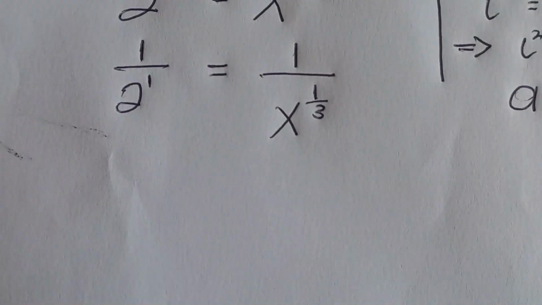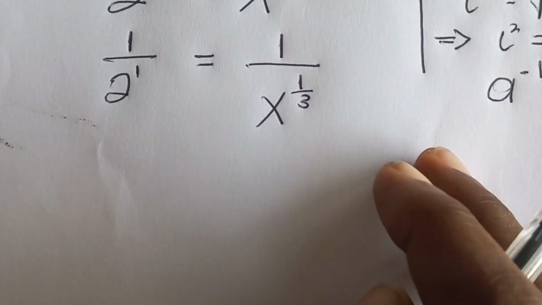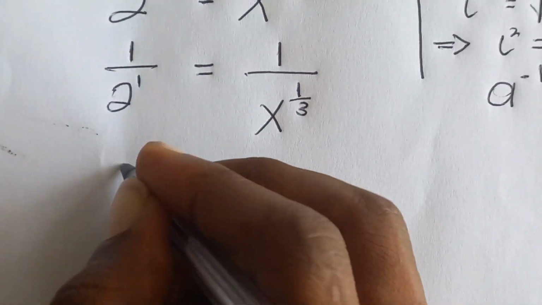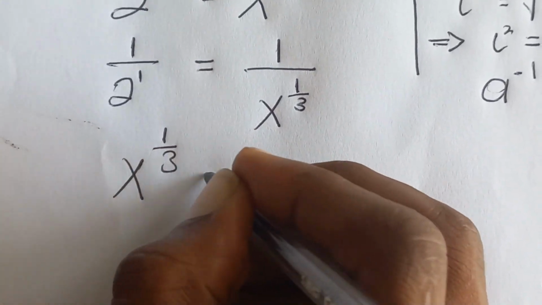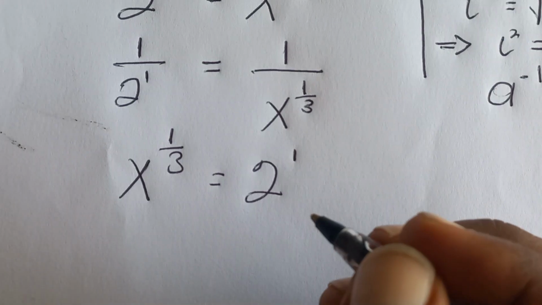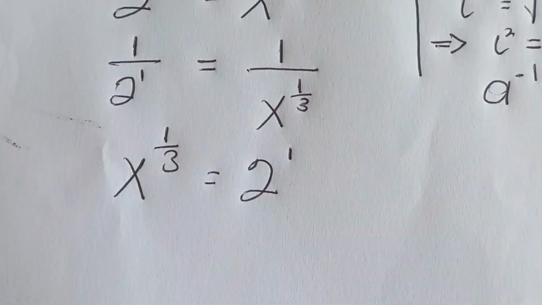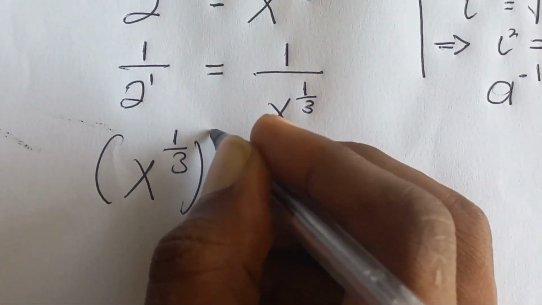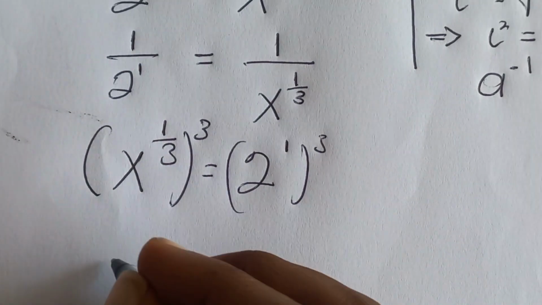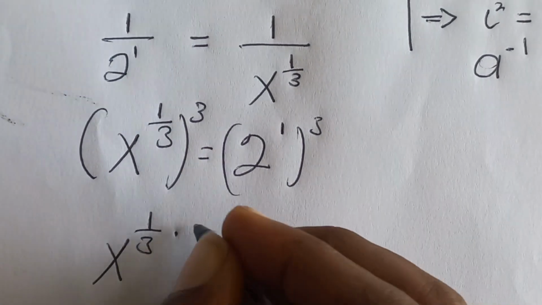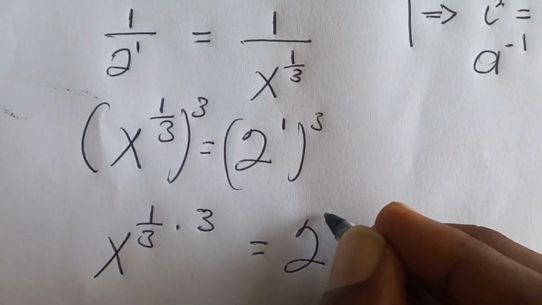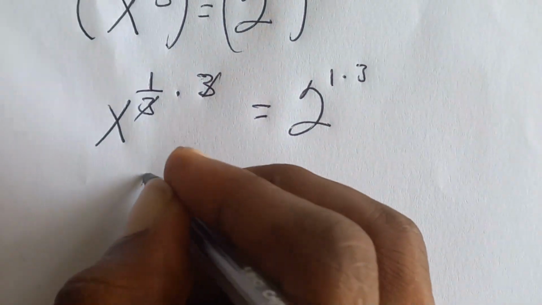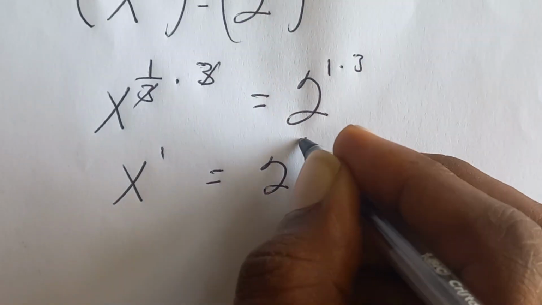Okay, so from here we can cross multiply. Okay, so cross multiplying, we are going to get x exponent 1 on 3, which is equal to 2 exponent 1. Okay, so with this, we are going to multiply the exponent by 3. So we are going to get x exponent 1 on 3 multiplied by 3, which is equal to 2 exponent 1 multiplied by 3. Okay, so this one will cancel this, leaving x exponent 1, which is equal to 2 exponent 3.